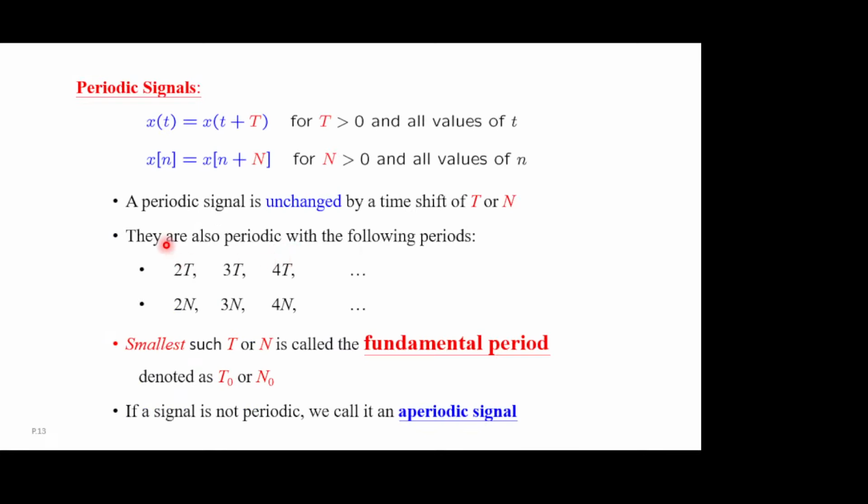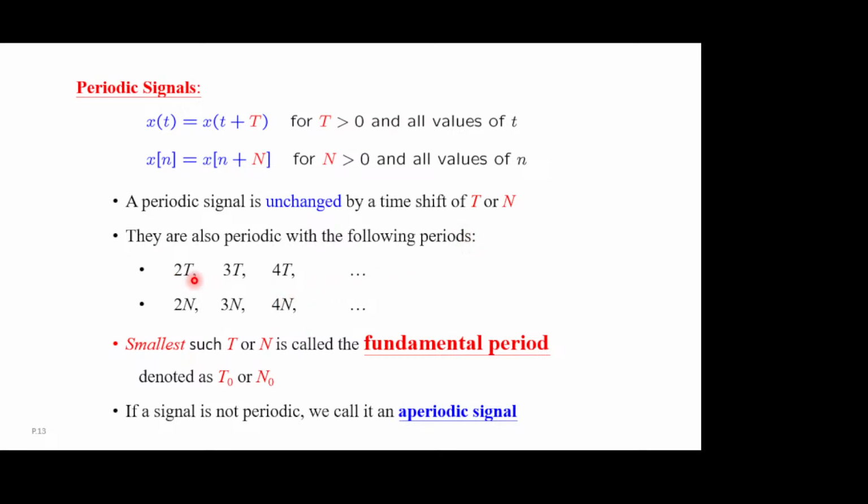Okay, so that means that instead of big T here, if you use big 2T, 3T, 4T, the signal still doesn't change. So if it's periodic with period big T, it's also periodic with period 2T, 3T, or 4T, etc. Or any integer multiple of big T, they are periodic. And similarly, that's also the same for the discrete time signal. You can have a big N, then you also have periodicity at 2N, 3N, 4N.